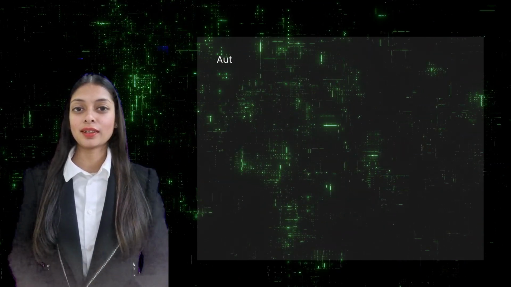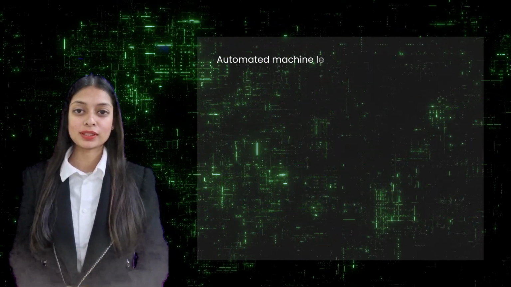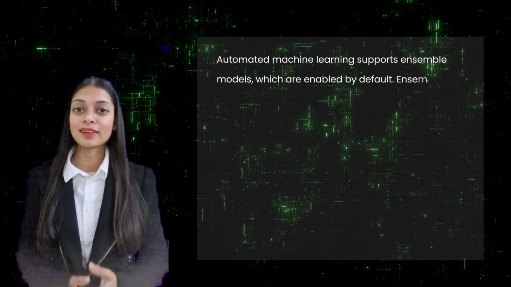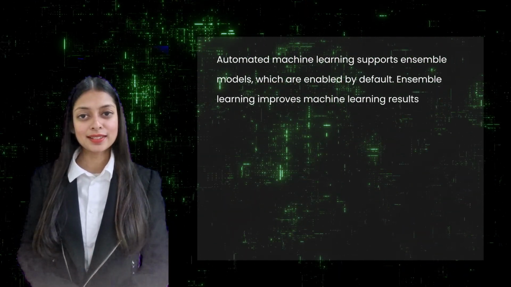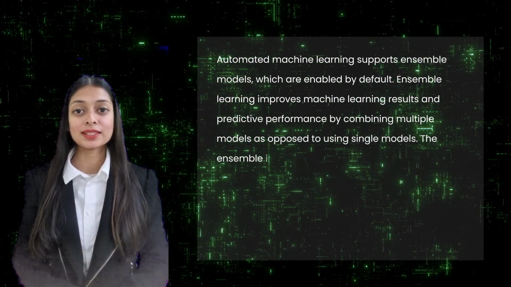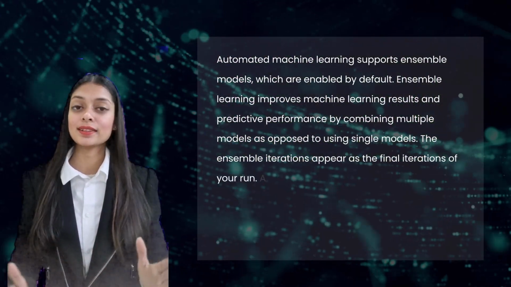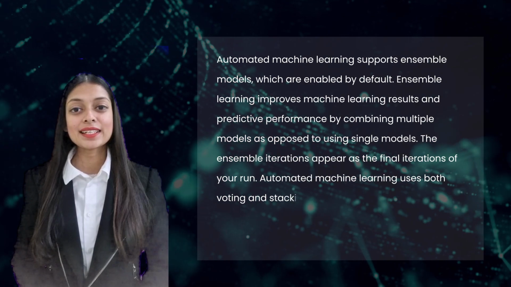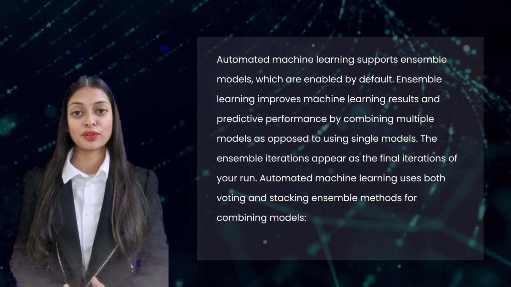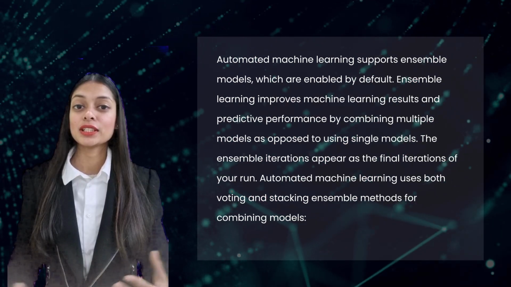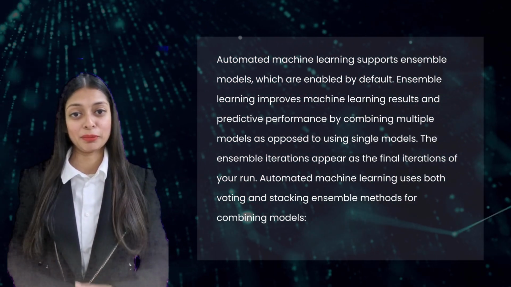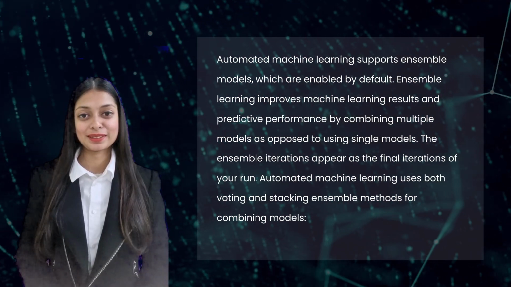Automated machine learning supports ensemble models, which are enabled by default. Ensemble learning improves machine learning results and predictive performance by combining multiple models as opposed to using single models. The ensemble iterations appear as the final iterations of your run. Automated machine learning uses both voting and stacking ensemble methods for combining models.